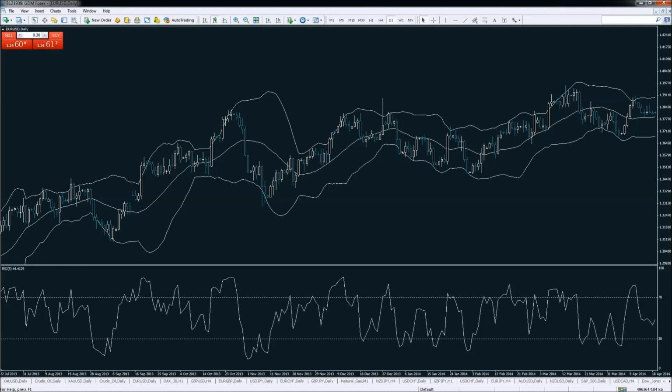Now, the Stochastic Oscillator is a momentum indicator that shows the location of the close relative to the high-low range over a set number of periods. Now, why are we talking about the relative to the high-low range? This is extremely important because sideways range trading is the so-called swing trading technique.